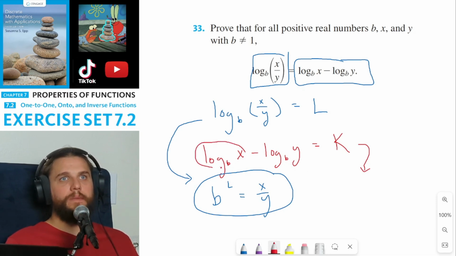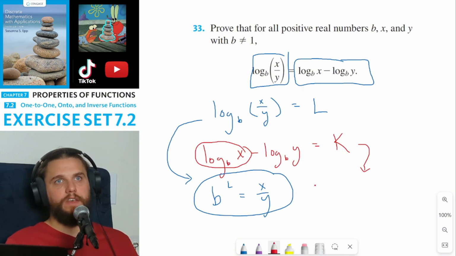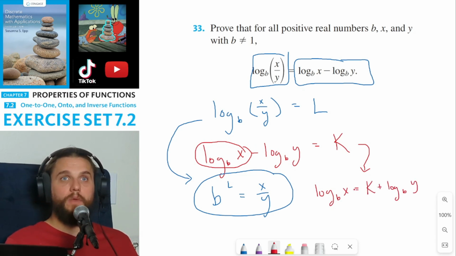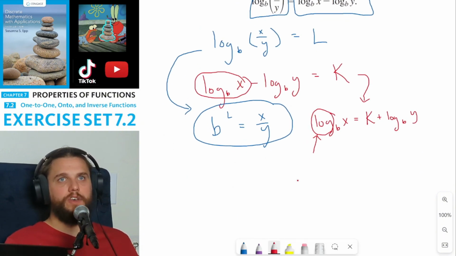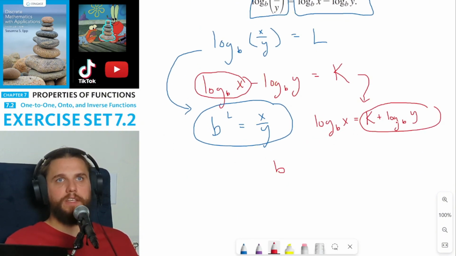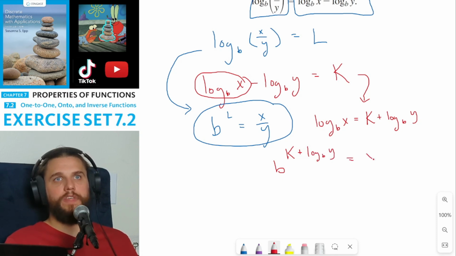For the red equation, I'm going to solve for log base b of x by moving this log base b of y to the other side. So this says log base b of x equals capital K plus log base b of y. And then we can convert this into an exponential format. Now keep in mind, I'm focusing on specifically this log, not the other log. I'm turning this log into exponential format here. So this is going to be b to the K plus log base b of y power. So this exponent is going to be a little messy here, but this will be K plus log base b of y. And this whole thing equals x.